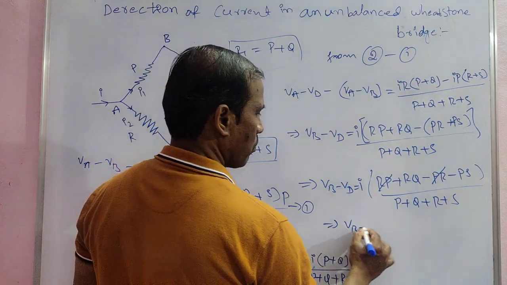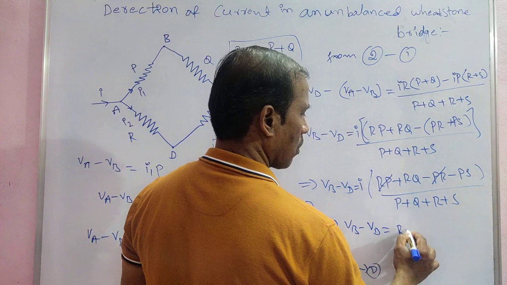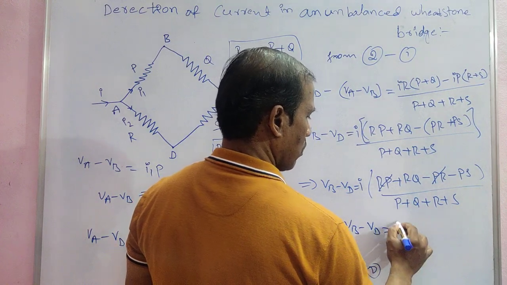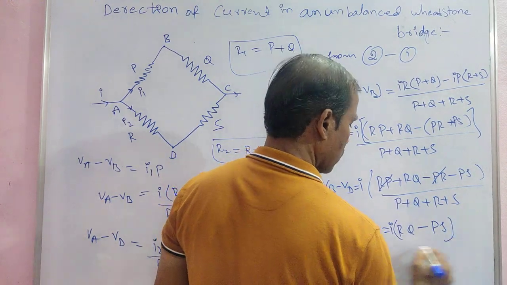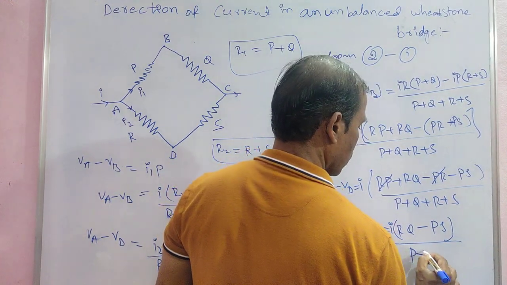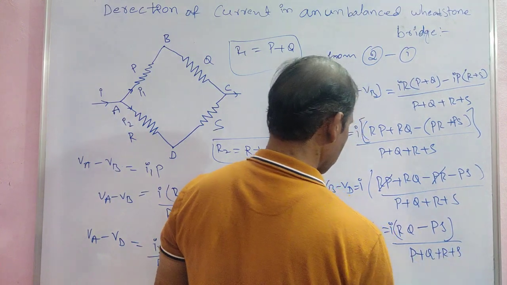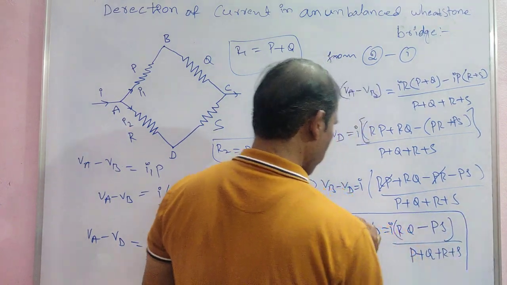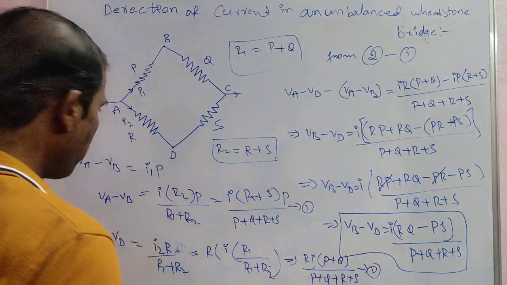VB minus VD is equal to the remaining terms, I into RQ minus PS, by the total resistance P plus Q plus R plus S. This is the potential difference between B and D. Potential difference between B and D.